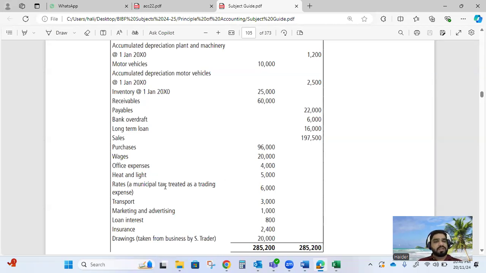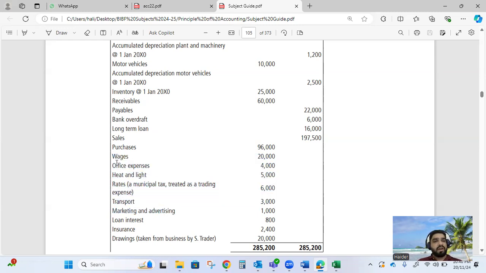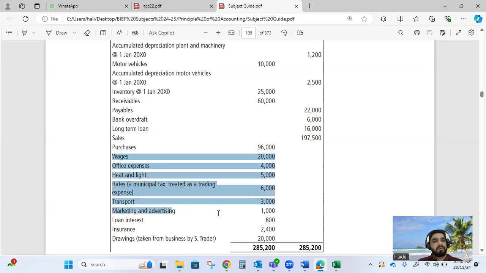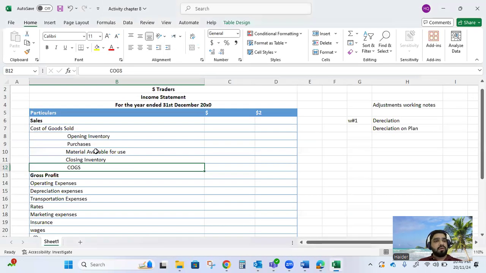Rates, a municipal tax, is treated as a trading expense. Again, this will be part of the operating expenses of the business. Transportation cost is also a trading operating expense of the business. Marketing expense is also an operating expense of the business. So a lot of operating expenses are given in this section. And now all the highlighted ones, I am just highlighting them, these are all operating expenses of the business. Now, once we are here, we will be placing sales revenue here, and then we will be calculating cost of goods sold.